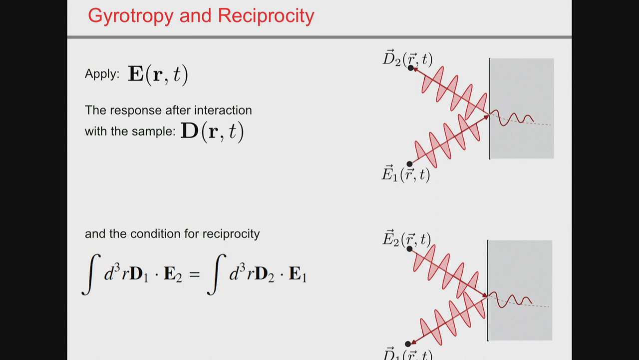So let's write it in terms of our effect and response. The effect is the electric field. The response is the electric displacement that I measure, after the interaction with the material. So if I start with point one, I send the electric field, I get at point two the electric displacement after the interaction here. Now I send from here, and then I get at point one the electric displacement. And reciprocity says that the integral over all space of D1 dot E2 is the same as the integral over all space of D2 dot E1. This is Onsager reciprocity. Okay?